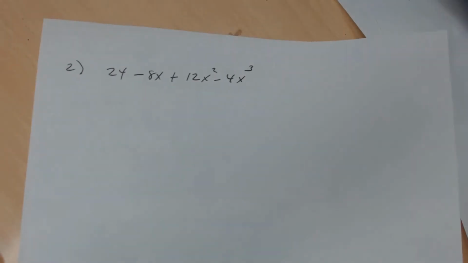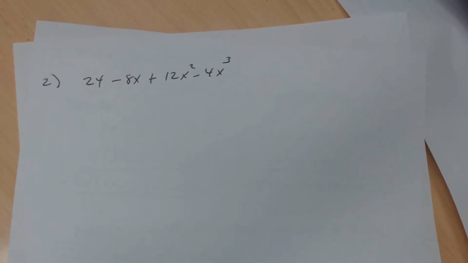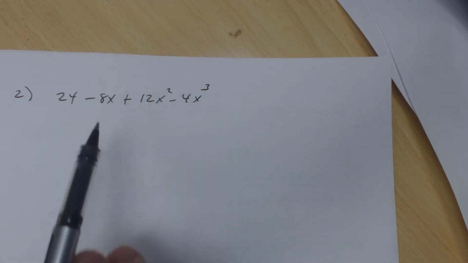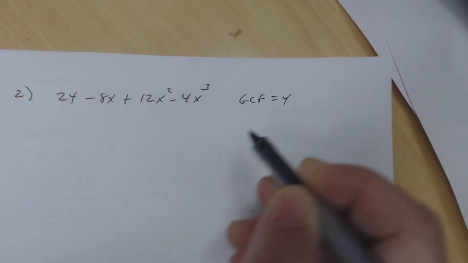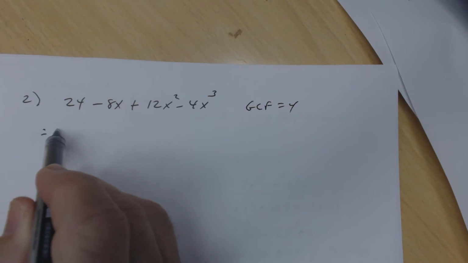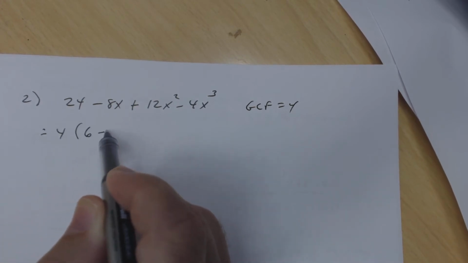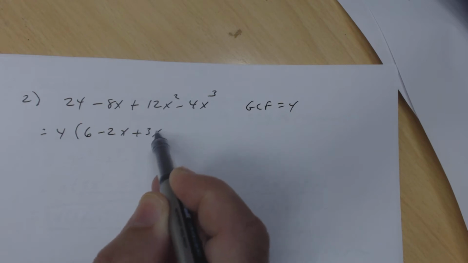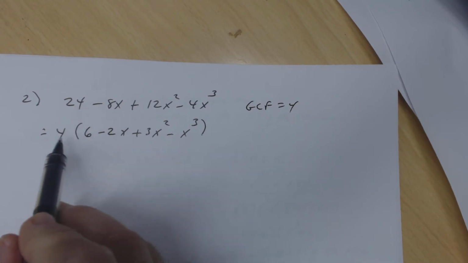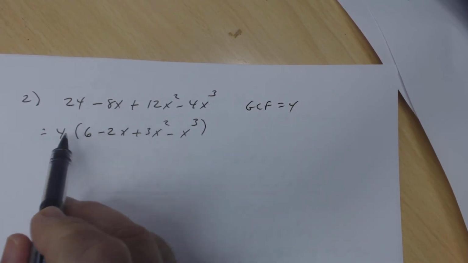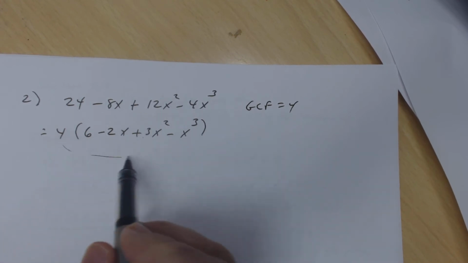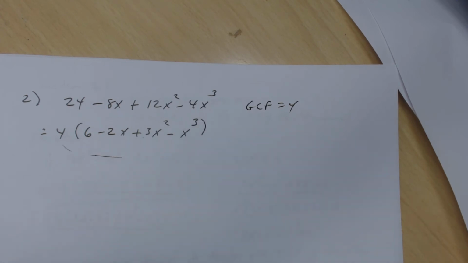All right. So when I do this problem, I'm going to go ahead and find the GCF of all 4 terms to begin with. So the GCF of all 4 terms here is 4. So GCF equals 4. So I'm going to rewrite this polynomial as 4 times (6 minus 2x plus 3x squared minus x cubed). So 4 times 6 is 24. 4 times negative 2x is negative 8x. 4 times a positive 3x squared is 12x squared. 4 times a negative x cubed is a negative 4x cubed.